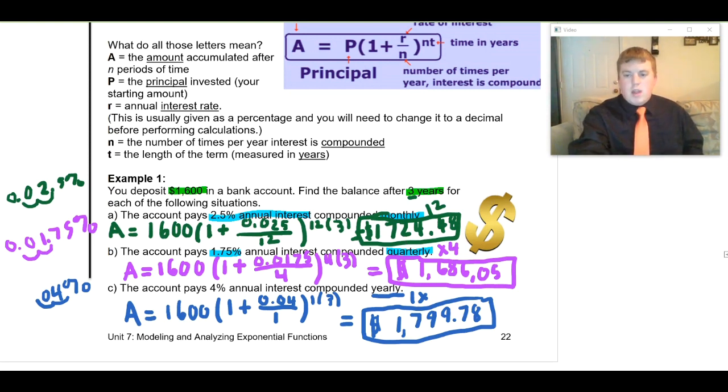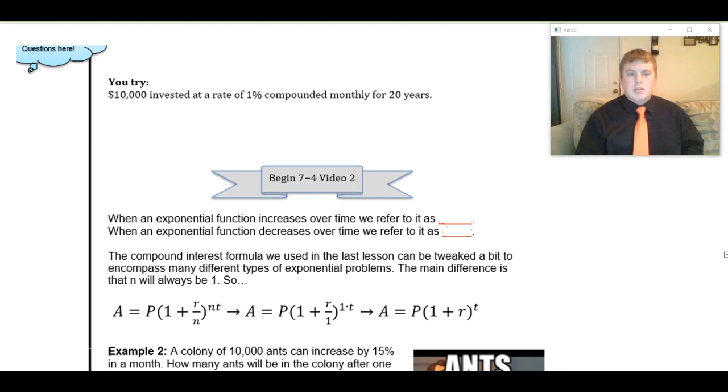Now we do have one U-Try problem for you guys to go ahead and give an attempt. Go ahead and do this U-Try problem, check your answers, and then come back and see us for video 2.